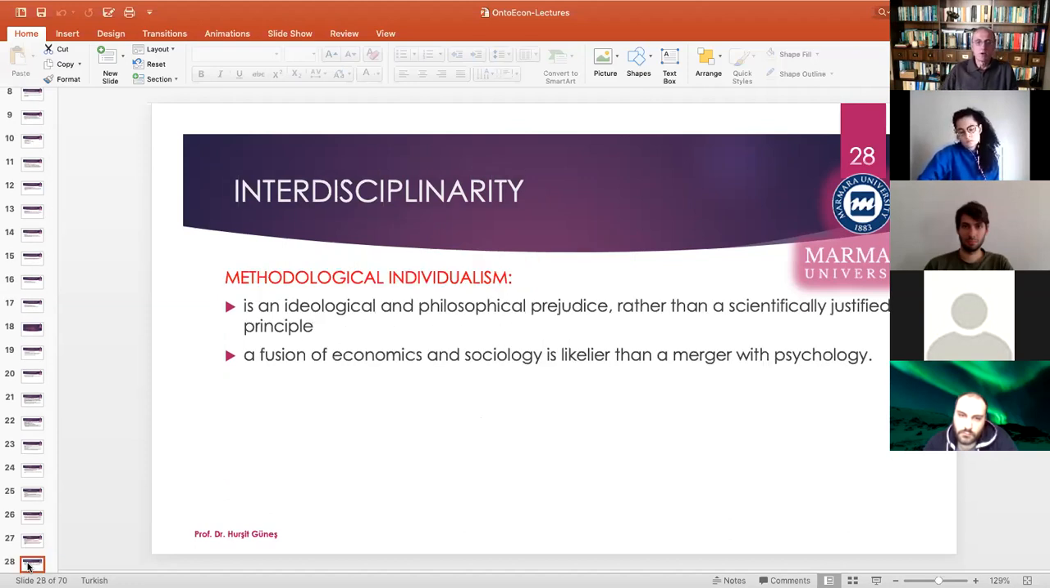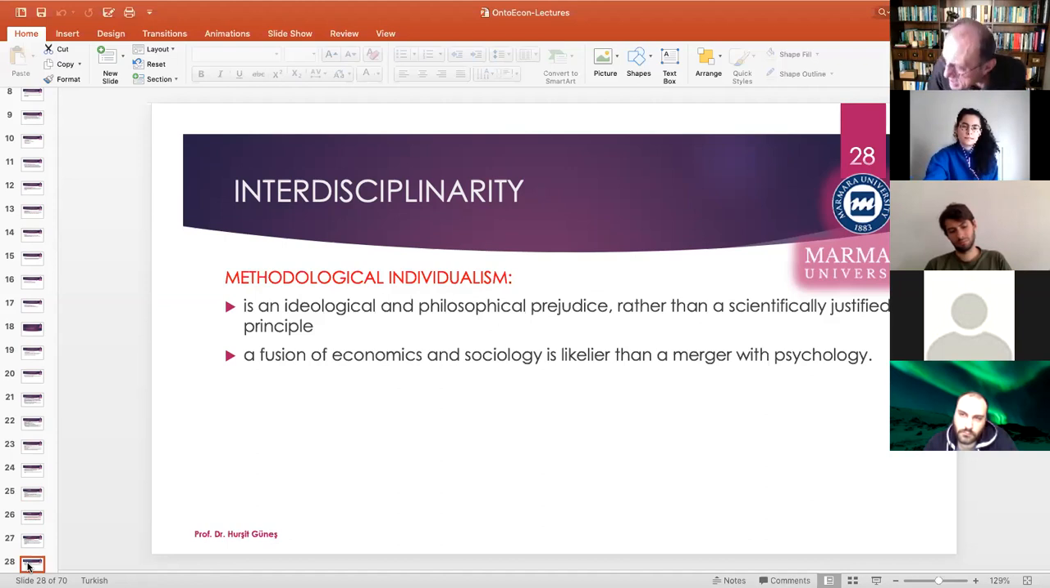So, back to methodological individualism, it is an ideological and philosophical prejudice. It is a prejudice to see that economics is completely separate, rather than a scientifically justified principle. So we negate, we counter the belief or the proposition that economics is completely separate from all other sciences, all other disciplines. There is a fusion of economics and sociology, and it is likelier than a merger with psychology.